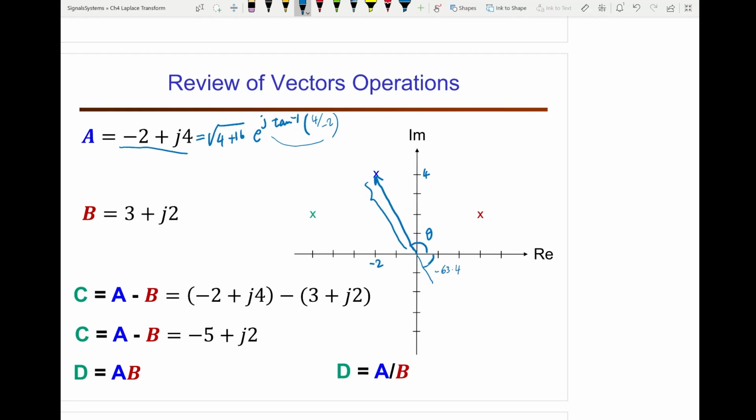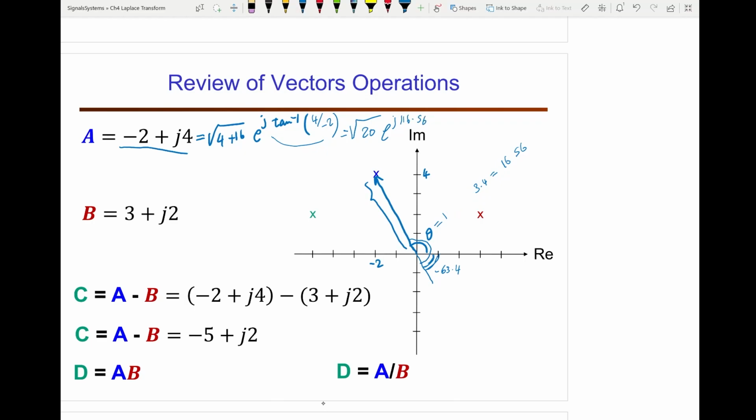So then theta will actually be 180 minus 63.4, and that will be 116.56. 180, which is the angle of the line, minus this angle. So this will be the square root of 20 e^j116.56.